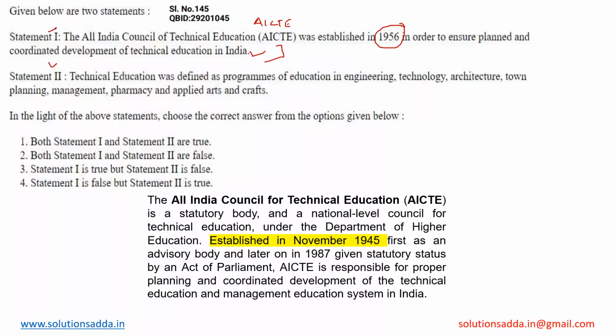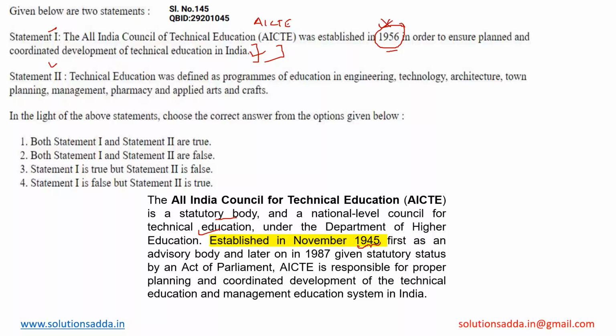In the first place, statement 1 seems to be true because the AICTE function written here is very true. AICTE works in the development of higher education, specifically focusing on technical education. But the year in which AICTE was introduced was not 1956; AICTE was established in the year 1945. AICTE is a statutory body and a national level council for technical education under the Department of Higher Education, established in November 1945, not in 1956. This is the correction in statement 1, and on that basis we can say that statement 1 is not true.